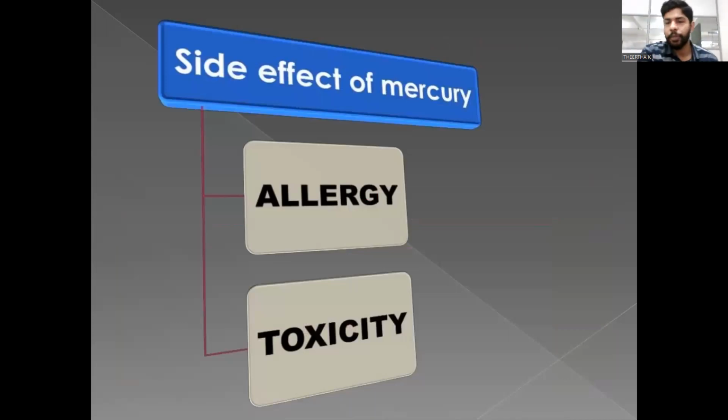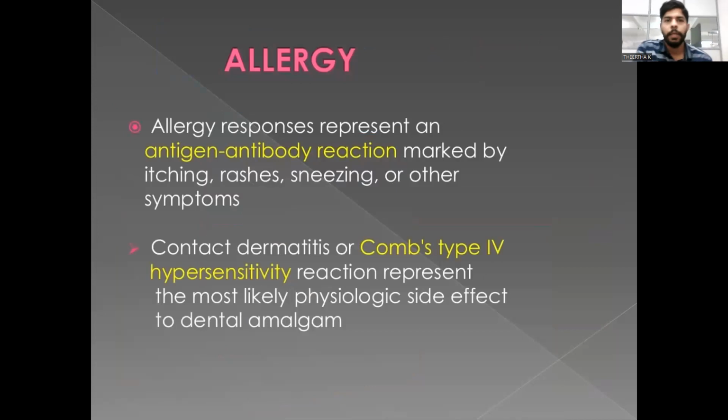Coming to the side effects of mercury, there are two common side effects of mercury which can be observed. These include allergy and toxicity. Allergy is a response which is an antigen antibody reaction marked by itching, rashes, sneezing, or other symptoms. Contact dermatitis or type 4 hypersensitivity reaction represents the most likely physiological side effects to dental amalgam.